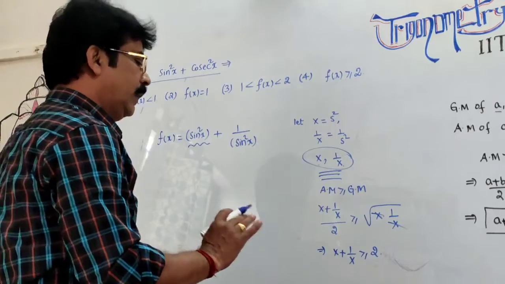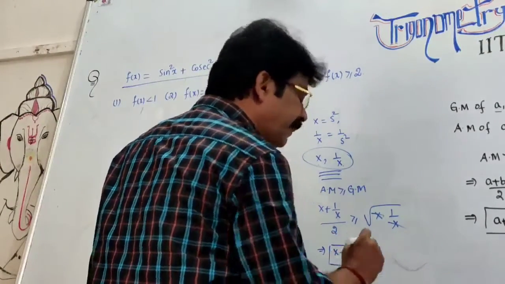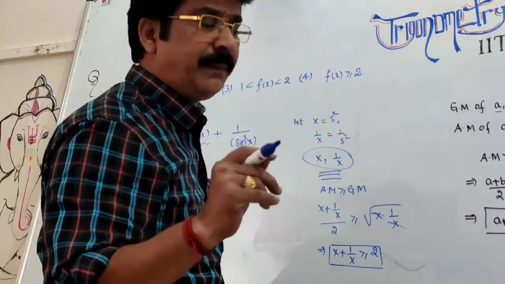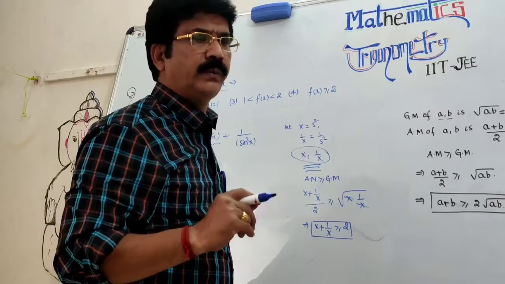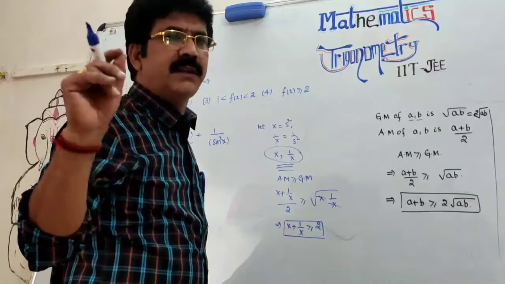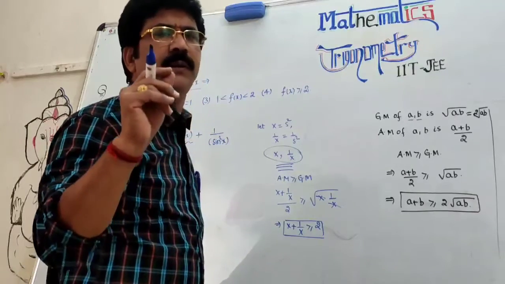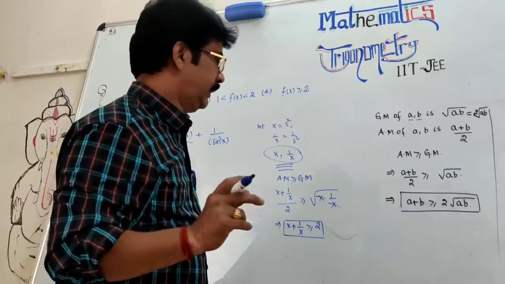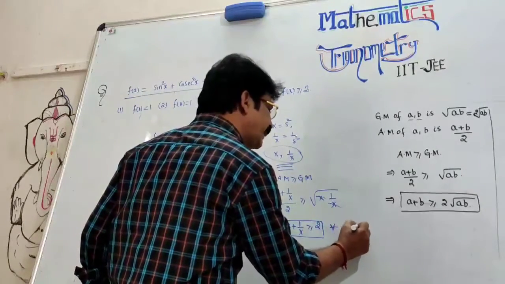Understand? So this is one standard formula. Remember, you can take any number. For example, 3 plus 1 by 3 is always greater than or equal to 2. Next, 100 plus 1 by 100 is always greater than or equal to 2. Next, 7 plus 1 by 7 is always greater than or equal to 2. So it is true for all x positive.